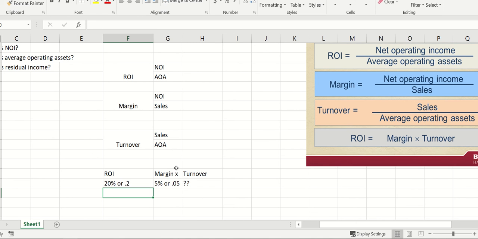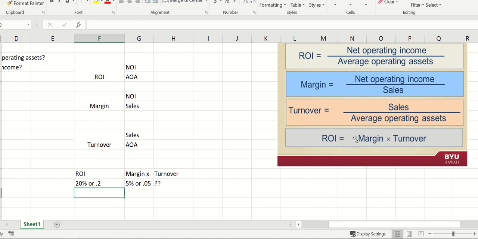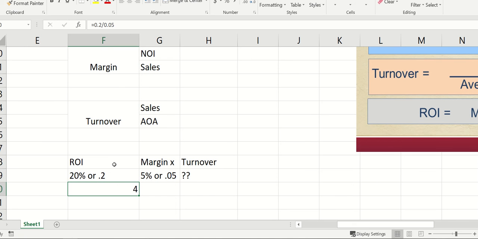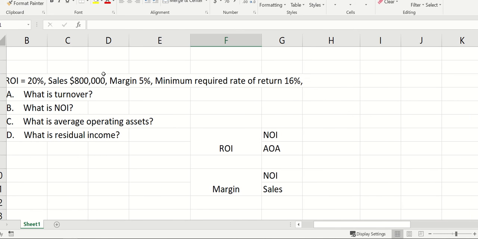But just to make sure, you want to isolate your turnover by itself. So you would divide by margin over here and also divide it beneath your ROI. So you do 20% or 0.2 divided by 0.05, and so turnover is going to equal 4. So remember, ROI equals margin times turnover. You're going to divide your 5% over here and then divide it over here. So I did 20% divided by 5% gives me 4 turnover. So turnover is equal to 4.